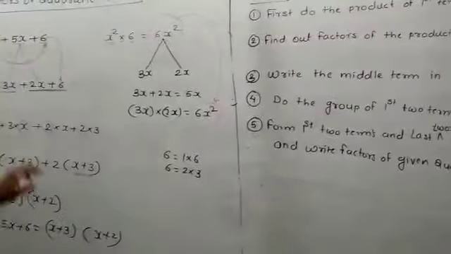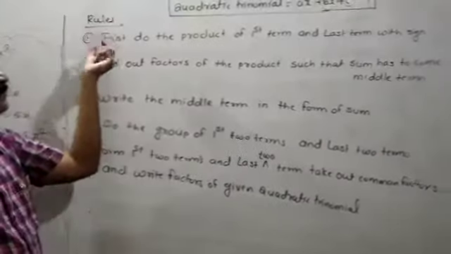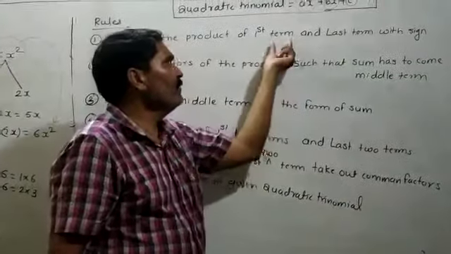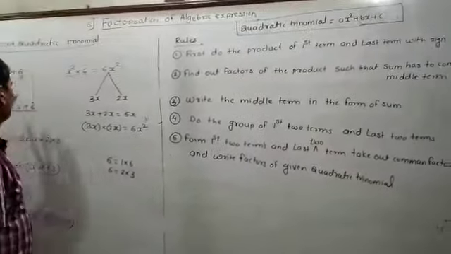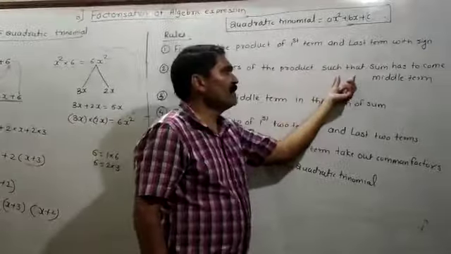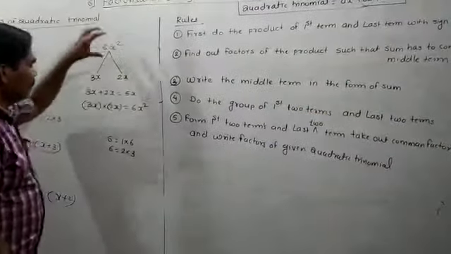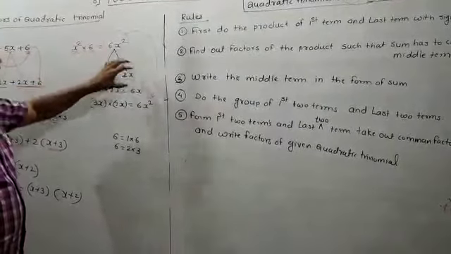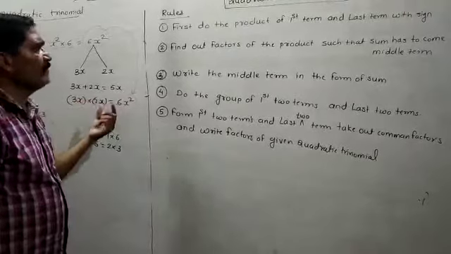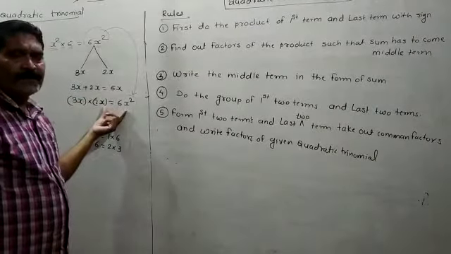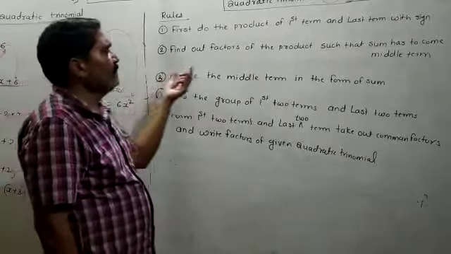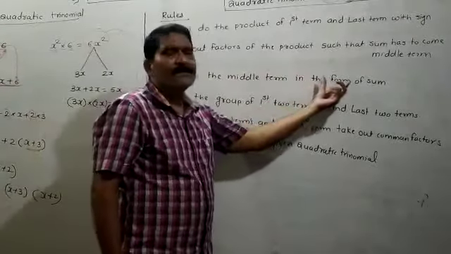This already I told the rules, but I will give the rules in written form. The rule is that first do the product of the first term and the last term. Then find out the factors of the product such that the sum has to come the middle term and the product of the factors is equal to the product of the first and the last term. Then write the middle term in the form of the sum.